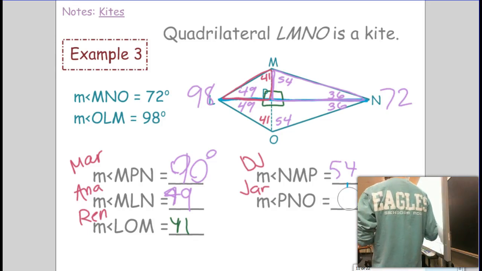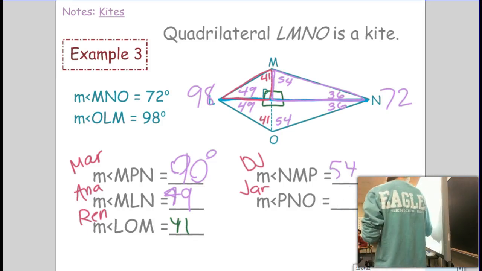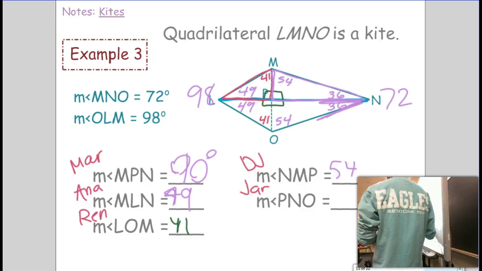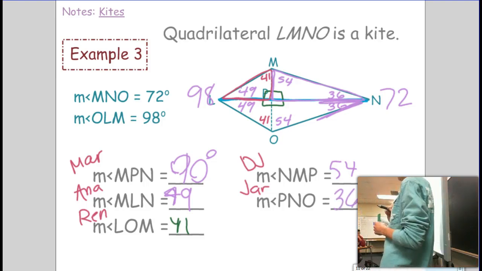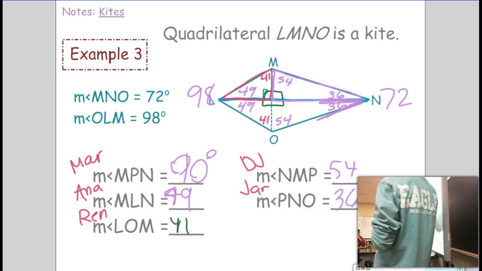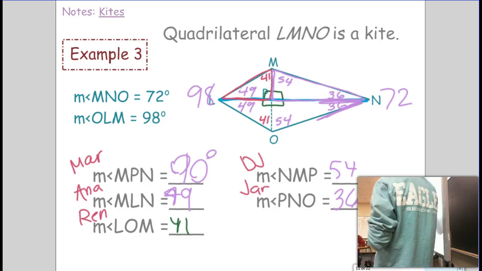Is that what you had at first? I had 30. I accidentally did 32. Oh, okay. PNO is this angle right here. It's 72 cut in half. It's back to 36. This angle right here. Okay. 36.